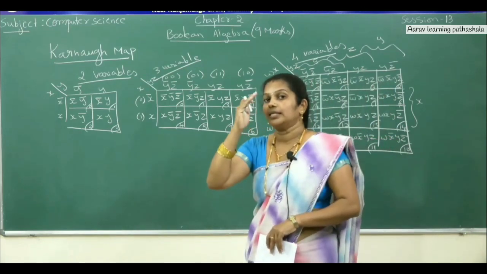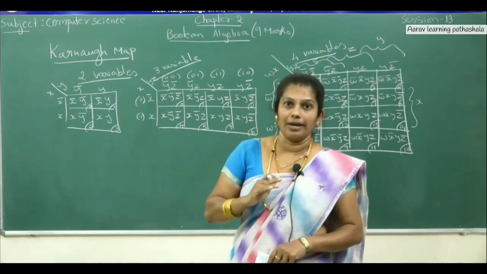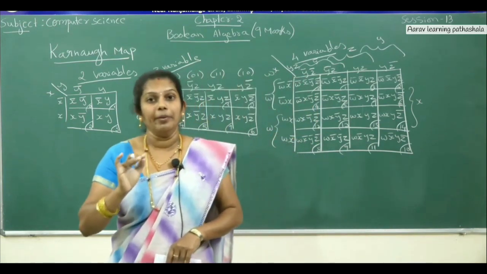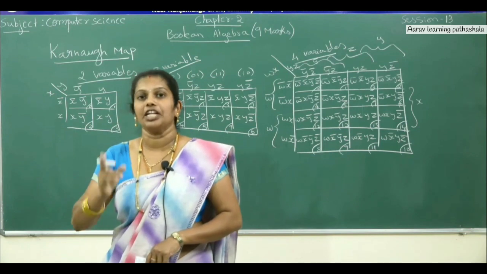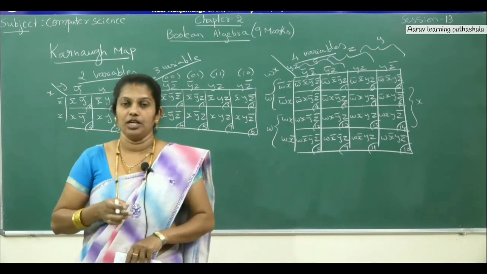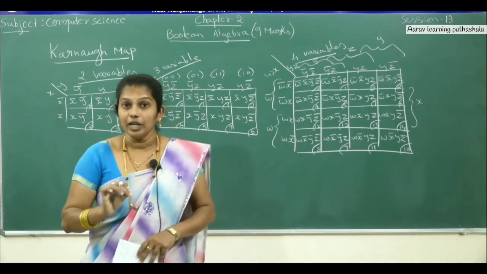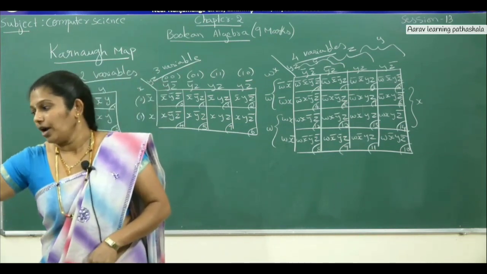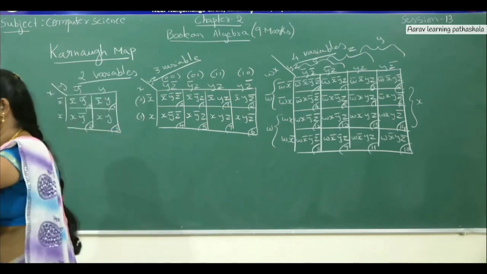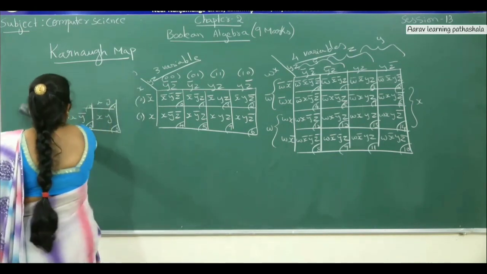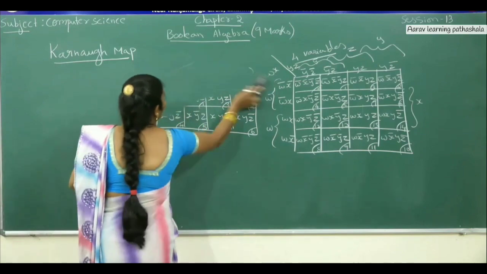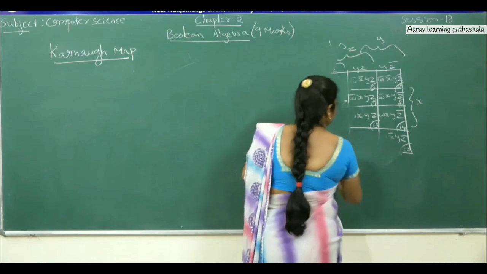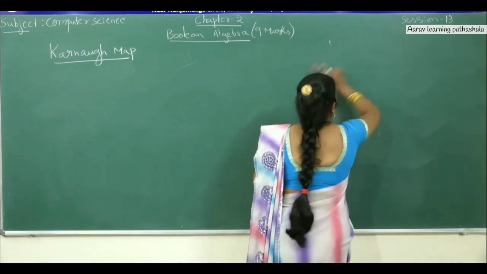Then adjacent 1s you have to circle properly, depending upon the roll map: octal, quad, pair, as well as single. Depending upon that, you have to circle the given expression, and then finally reduce the given expression. For example, if I want to solve any expression, first I will write a rough K-map, and then I will tell you how to identify the adjacent circles and how to solve the given expression.